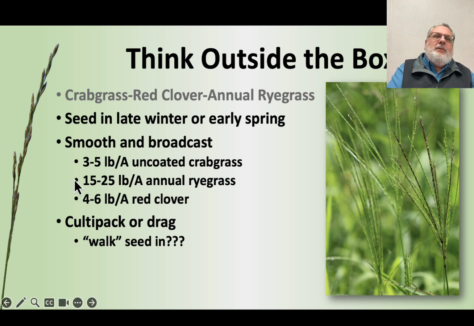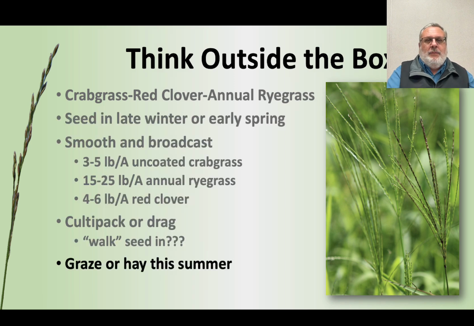If we're mixing annual ryegrass in and you have a pretty good stocking rate or a large number of animals, then somewhere between 15 and 25 pounds of annual ryegrass would be good to mix in. If we have a lower stocking rate and not as many animals, then lower that to somewhere around 15 pounds of annual ryegrass. And then drag it or cultipack it in to get good soil to seed contact so that it germinates and comes up in a timely manner. And that's going to provide us grazing or haying in both the spring and the summer.